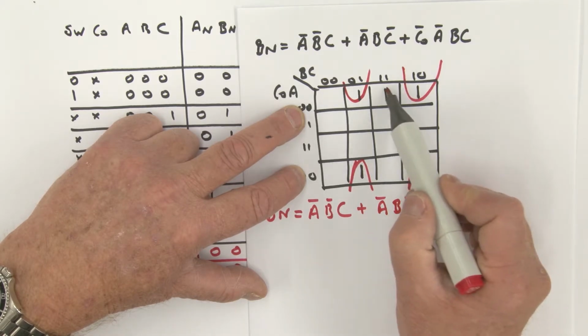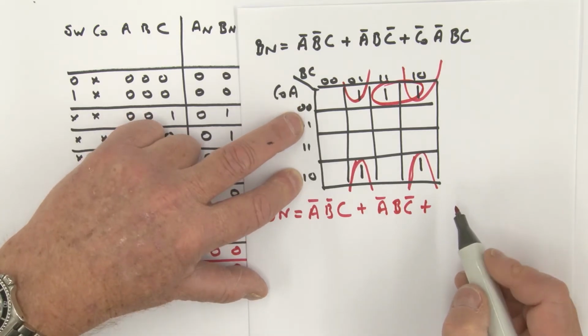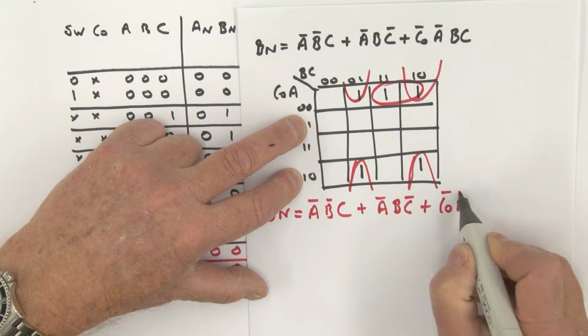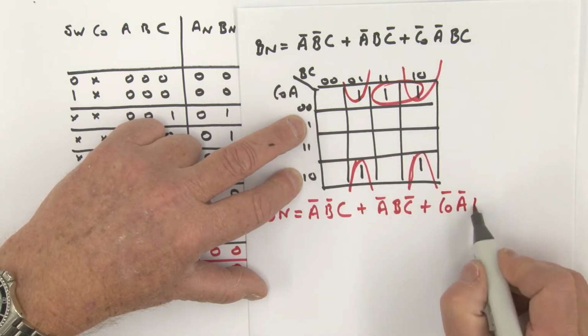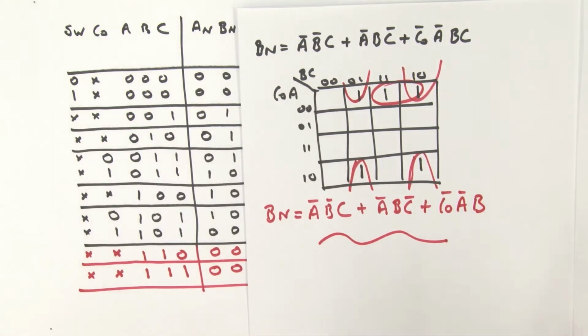Well, look, I could group this way, couldn't I? I could just group like this, and I could read that off, and I've got what? C bar, A bar, and what is common here? Yes, it's just B, isn't it? And so, yes, a little bit of benefit from minimization. Not a lot, but just a little bit at this point.